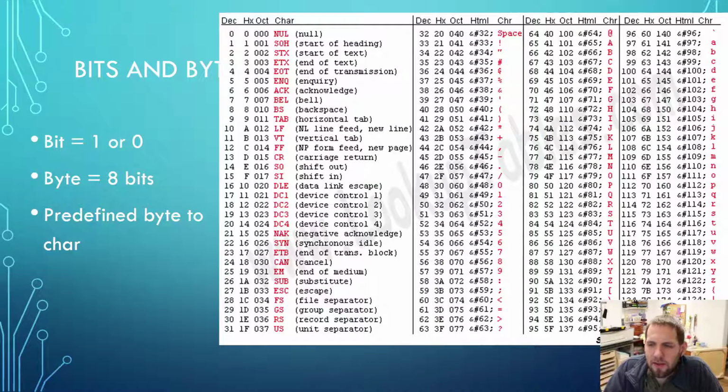All right. Now we can start getting even crazier. Anyway, here we have decimal equivalents, we have our hex equivalents, we have our octal equivalents, and we have characters. All right.